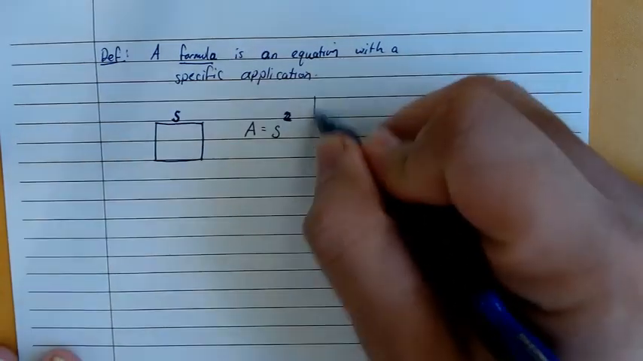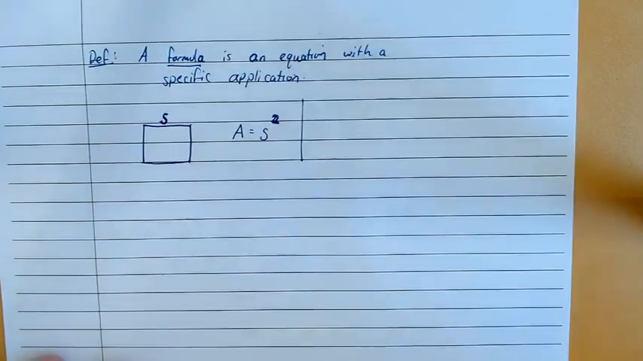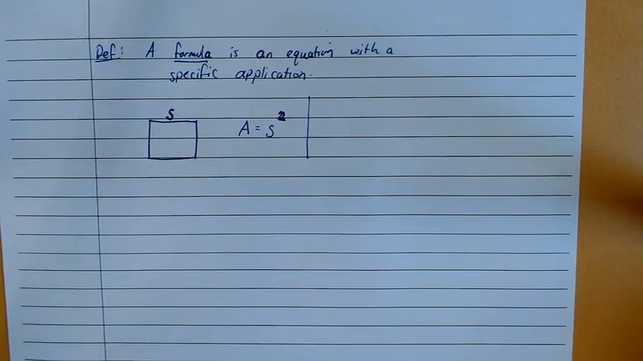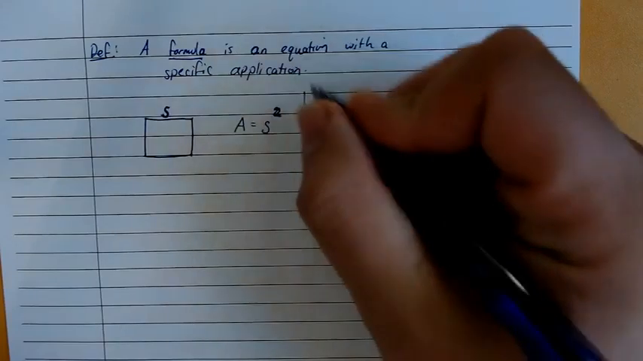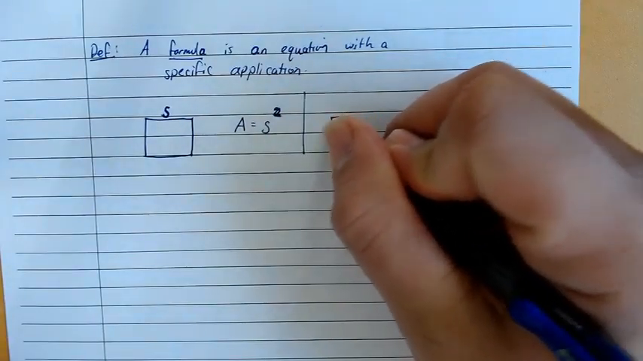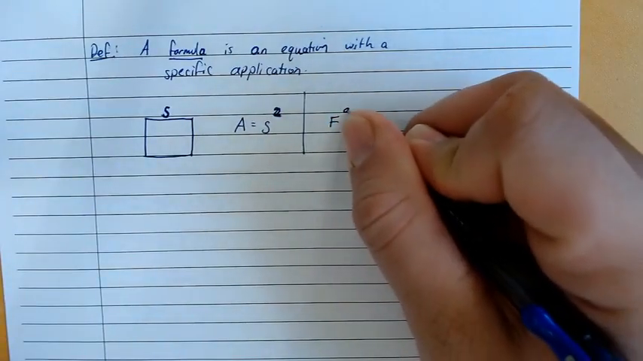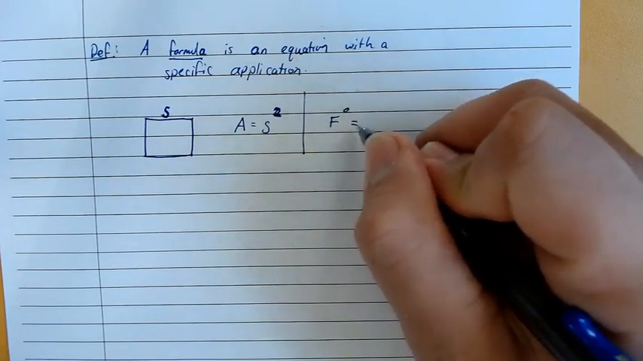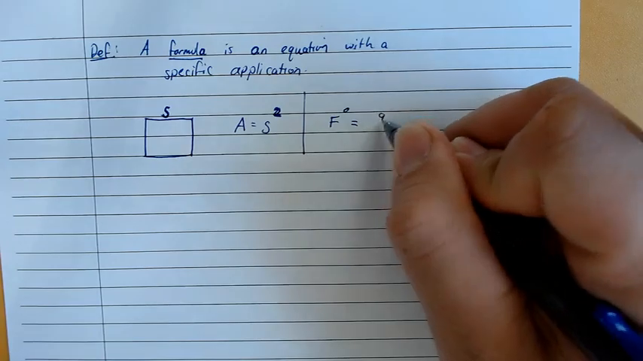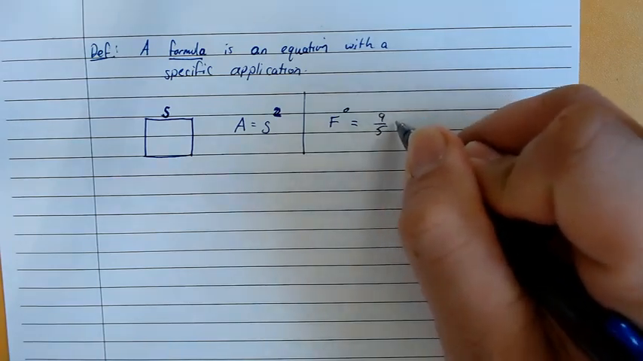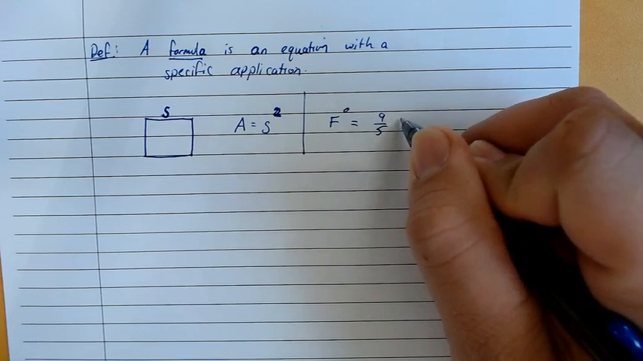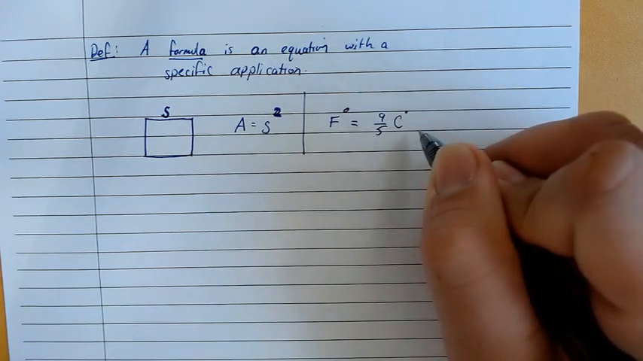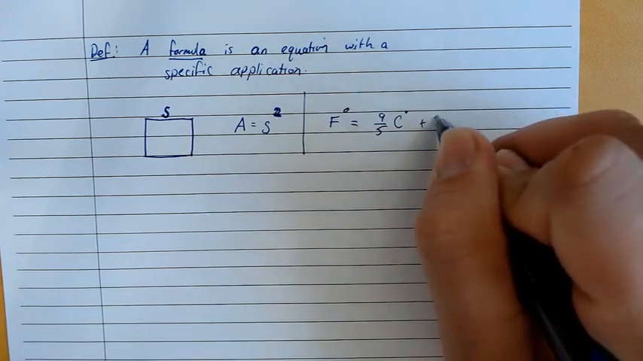All right. Another example that's not geometric is the formula for converting between Celsius and Fahrenheit temperatures. If you have a Celsius temperature, then your degrees Fahrenheit is equal to 9/5 times your degrees Celsius plus 32.